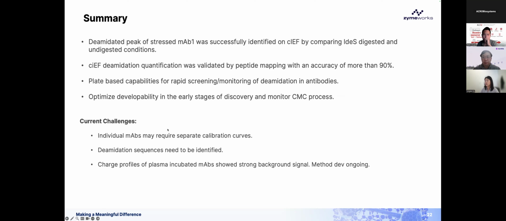First, we have to individually develop such a method, for example, peak identification for different deamidation sites or different antibodies. And we do need those positive and negative controls to mimic different deamidation levels. And also we have used this method for plasma-incubated samples, but it showed very strong background signal. So to test plasma samples, this method development is still ongoing.